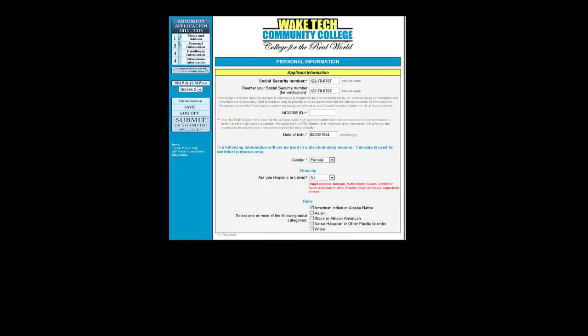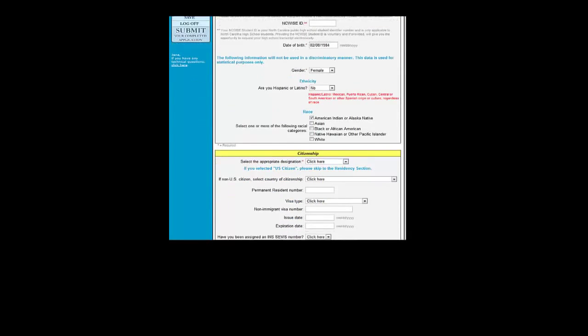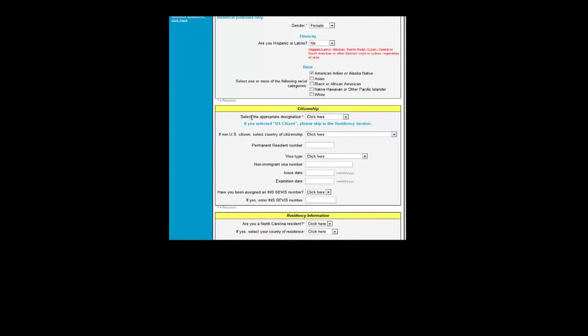We will now scroll down and select the appropriate designation for citizenship. You should indicate whether you are a U.S. citizen, a permanent resident, or a non-immigrant alien. U.S. citizens and permanent residents follow these admission procedures and complete the application, as well as non-immigrant aliens. If you choose permanent resident, you will be required to follow up with your permanent resident number from your green card or your application for your green card.